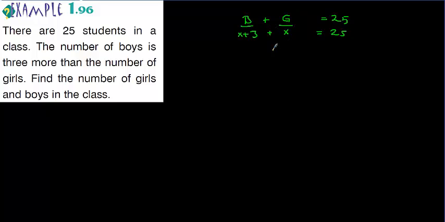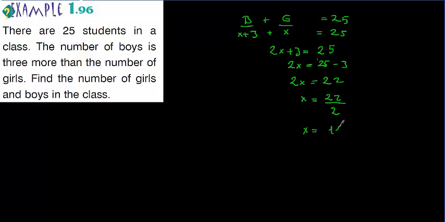We know the sum. So 2x plus 3 is equal to 25, and 2x is equal to 25 minus 3. 2x is equal to 22, and x is equal to 22 over 2. Then it means that x is equal to 11. So we found the number of girls.